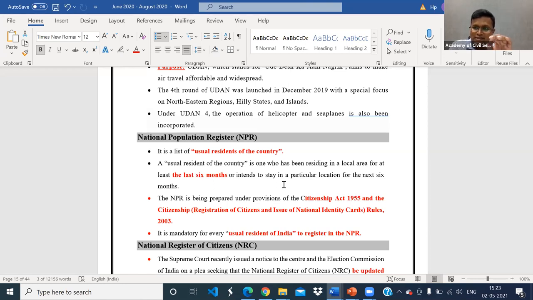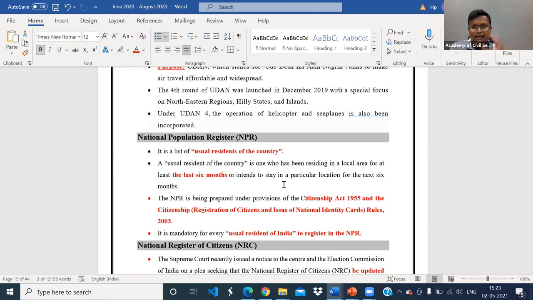National Population Register's aim is to find out who are the people permanently residing in India. Then, among the citizens, who are the people permanently residing in India? For the name to be added in NPR, you should be staying in India for at least the last 6 months. Otherwise, your name will not be there in NPR. NPR is not a proof of citizenship. NPR is simple data.